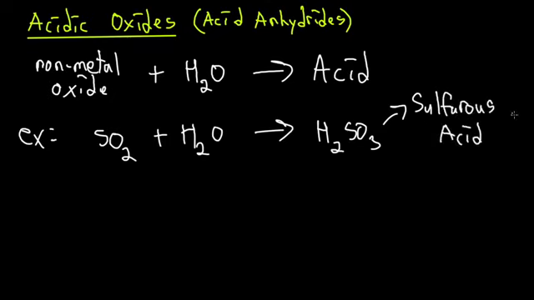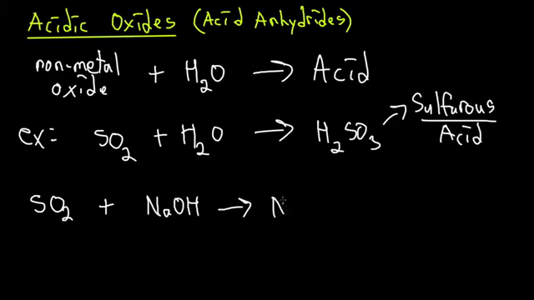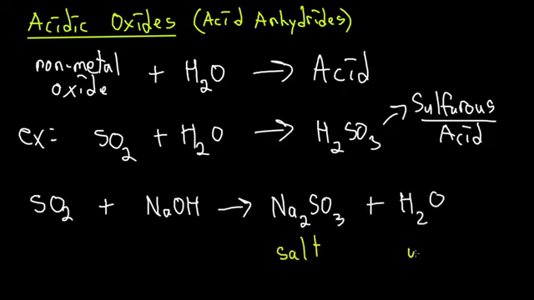And if you are wondering how I just came up with the name sulfurous acid, you should check out the video right up here at the top to learn inorganic nomenclature. Now, when I take this sulfur dioxide, SO2, and I'm going to combine it with a base, so something like NaOH, then the result is going to be a salt and water. So Na2SO3 and water. So this forms salt and water.